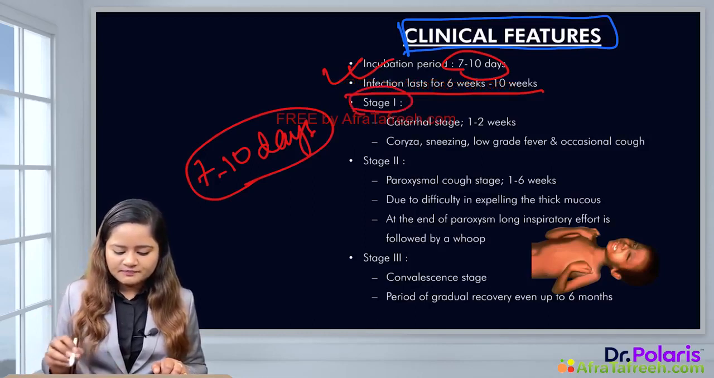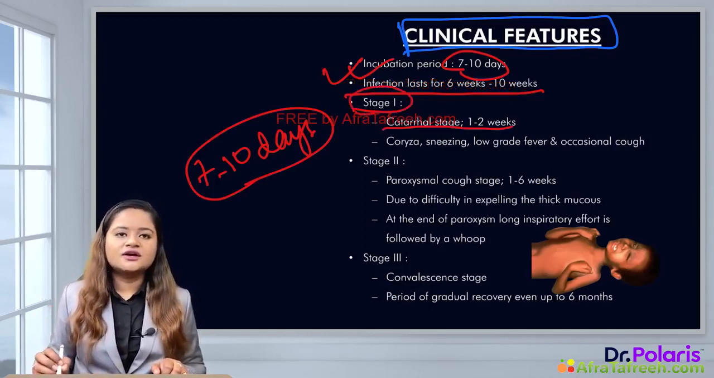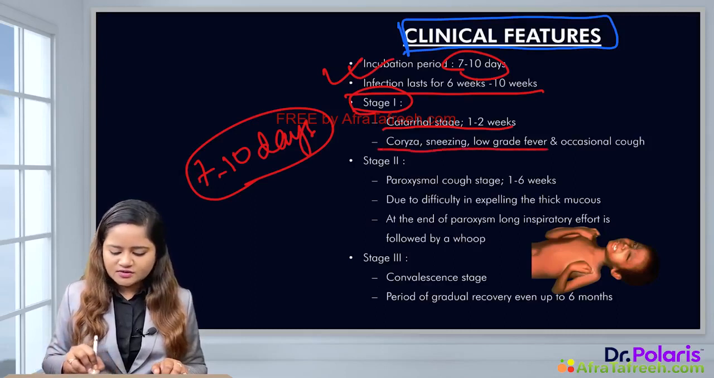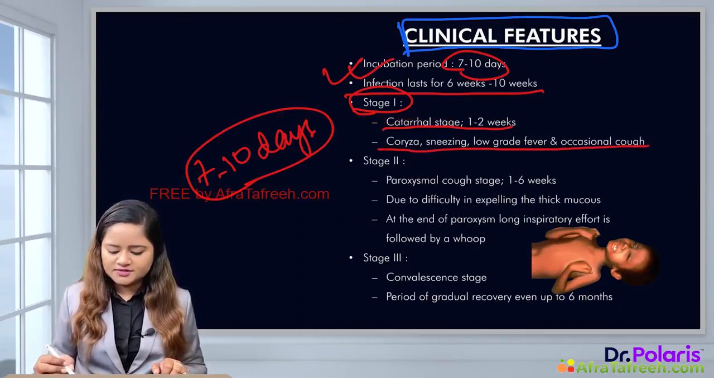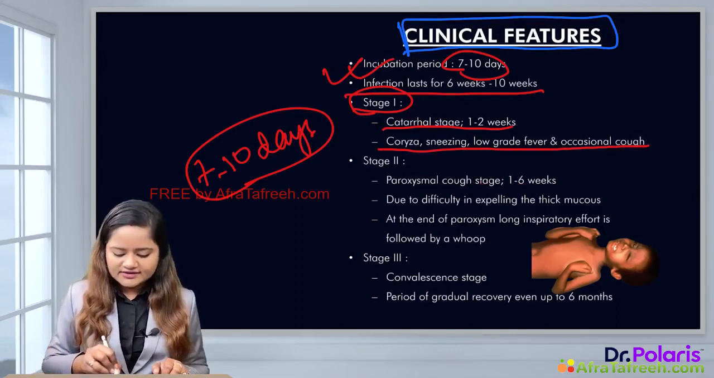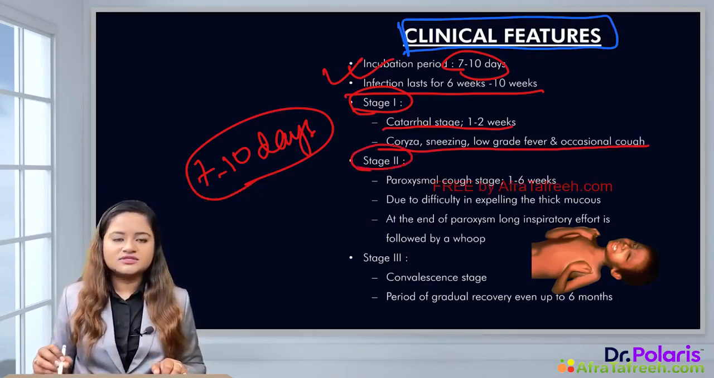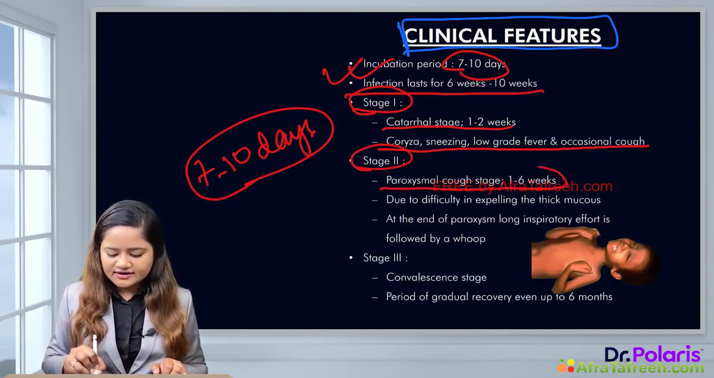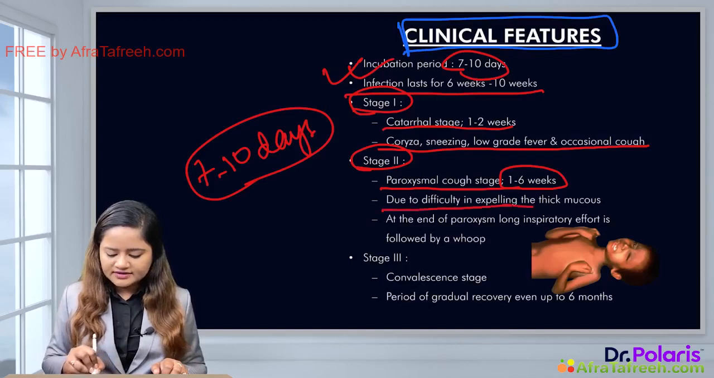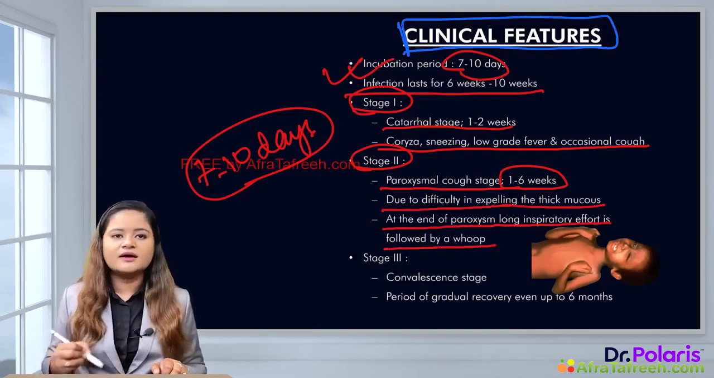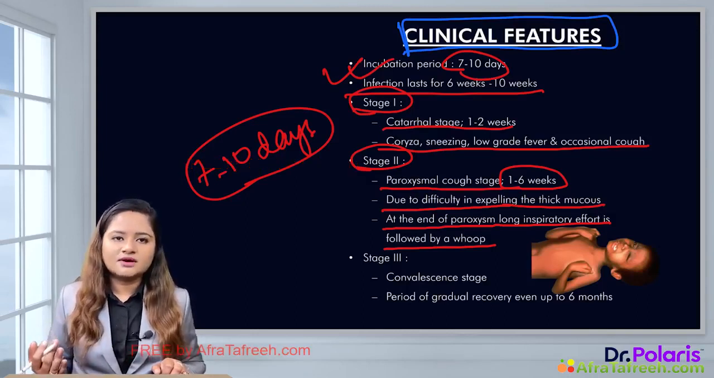So in the stage 1, it has a catarrhal stage which lasts for around 1 to 2 weeks. It presents with normal viral illness kind of symptoms like coryza, sneezing, redness of the eye, coughing episodes and fever episodes. In the stage 2, it results into a paroxysmal coughing stage that can get prolonged up to 6 weeks of duration. Due to difficulty in expelling the thick mucus at the end of paroxysm, long inspiratory efforts is followed by a whoop. So because there is so much mucopurulent secretion and local tissue damage, it causes those paroxysmal bouts of cough.